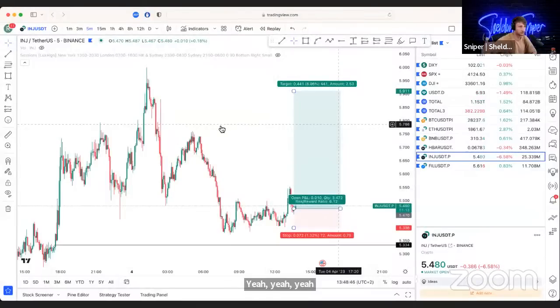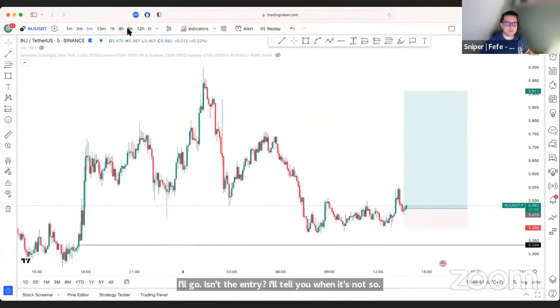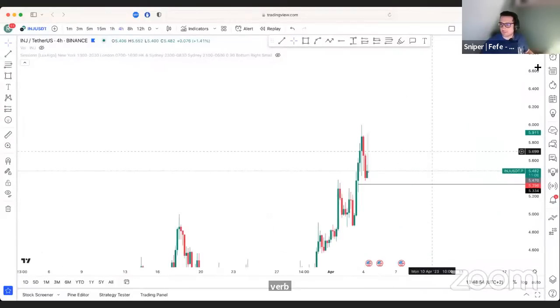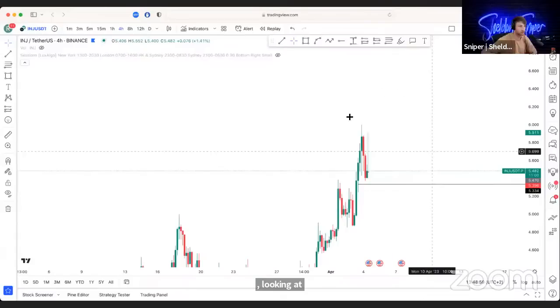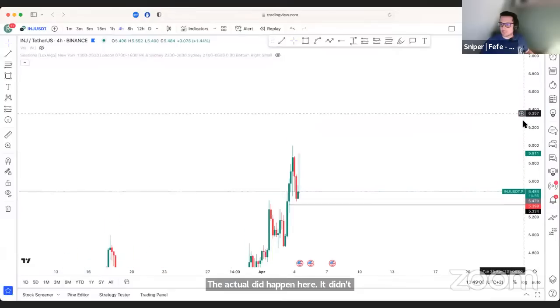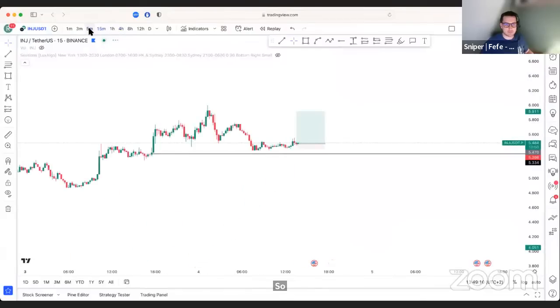Okay, guys. So Algo is in the entry. I'll tell you when it's not. So if you have entered, you guys see my screen? Amazing. So looking at the 4 hour, we need a pullback. It didn't really get to the 50% level, but because everything is pumping hard and dominance is coming down, I think this is a great level to start looking for longs.